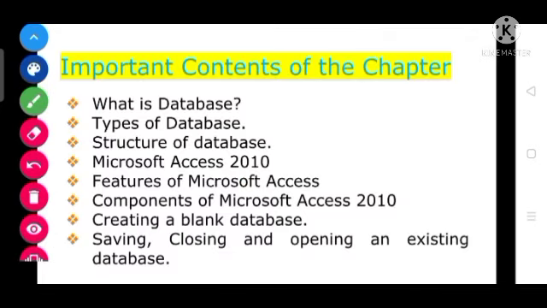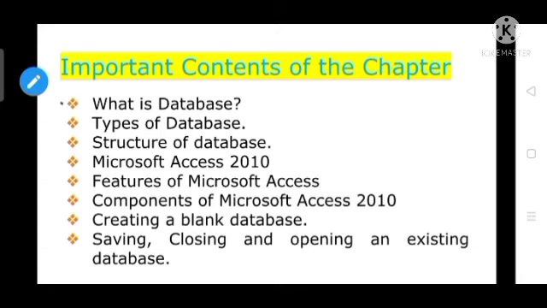Students, first we will discuss the most important topics of this chapter. These are: what is a database. The second topic is what are the different types of database. There are generally two types of database, and we will discuss each type. Next topic will be the structure of database. Then Microsoft Access 2010, which is also a type of database.